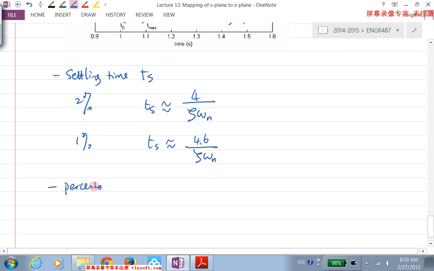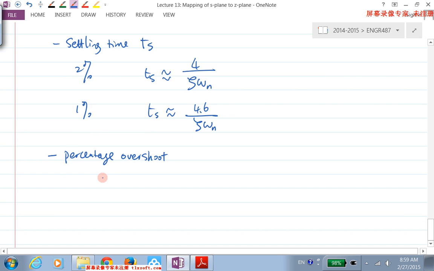Percentage overshoot. Many times you don't want a very large overshoot: 30%, 20%, or 10%. It depends. Percentage overshoot, I'll use MP as the symbol. It's related to the damping ratio, and the formula is this: MP equals e to the negative pi zeta over root of 1 minus zeta squared, times 100%. So this is in terms of percentage.